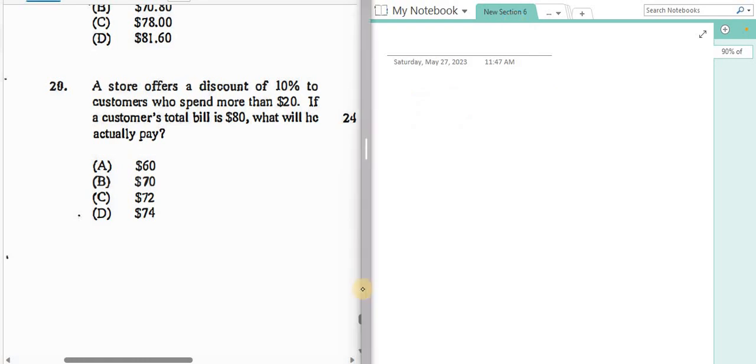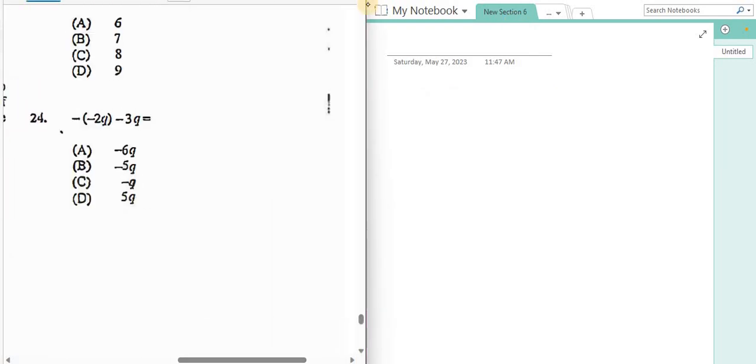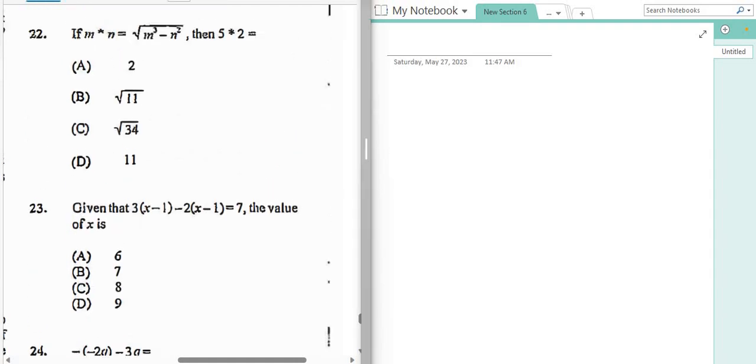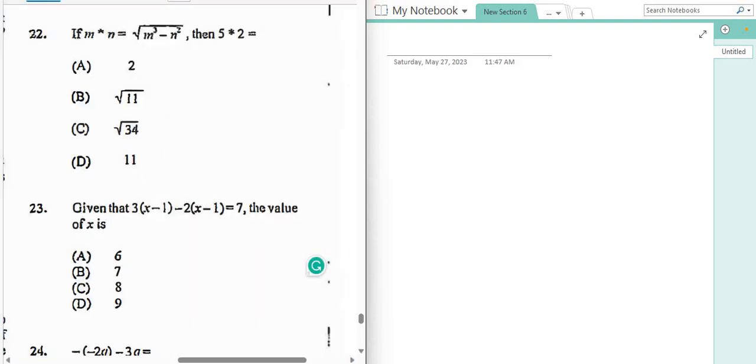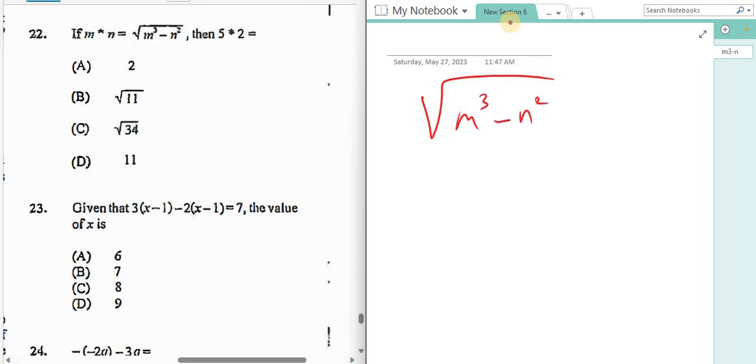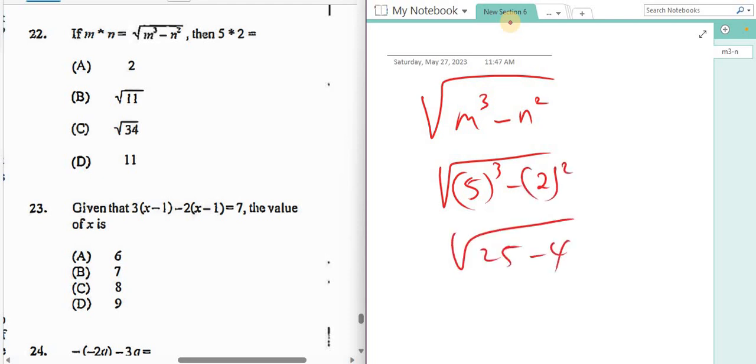So anyway, choose. Let's go over to the algebra. You guys did already. What's the answer for 22? No, it's not 21. Okay, let's check this one. So we have the expression square root of m cubed minus n squared. What's m? 5. That's the first one, right? What's n? 2. So if it's square root of 25 minus 4, which is equal to what?